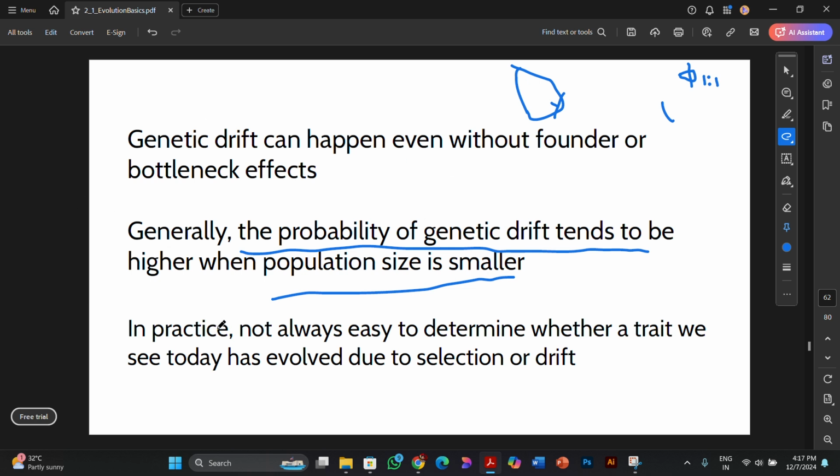In practice, it is not always easy to determine whether a trait we see today has evolved due to selection or drift. That is, there is no specific way to define that, but we can assume whether it is genetic drift or selection by some methods which we will discuss maybe later.